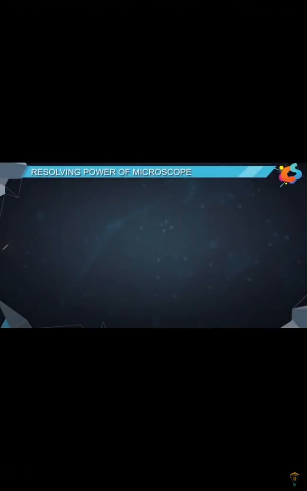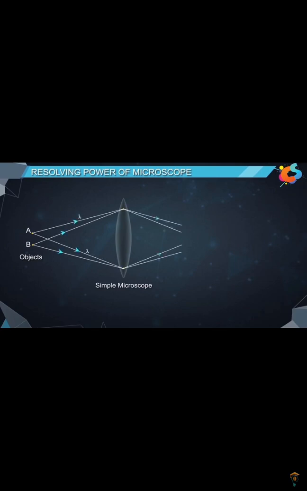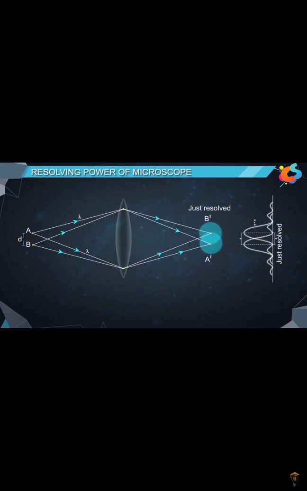Resolving power of a microscope. Consider two objects A and B lying very close to each other and observed through a simple microscope. Let lambda be the wavelength of light used to observe the objects. The objects form diffraction images A dash and B dash as shown in the figure. If D is the least distance between the points A and B for which the images A dash and B dash are just resolved, then it can be proved that D is equal to 1.22 lambda divided by 2 sine beta.